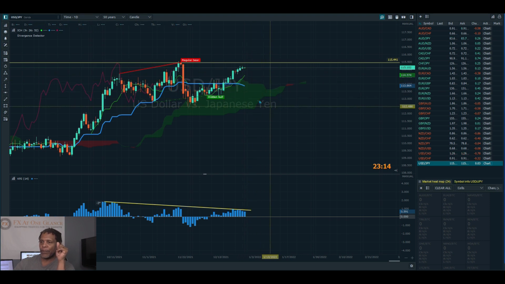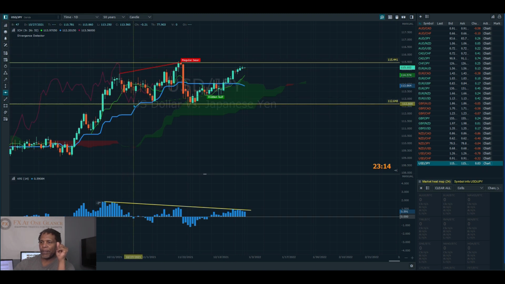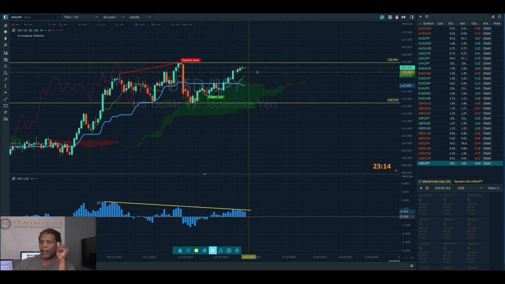All right. So therefore, we're probably going to get stuck in between a range maybe, which could be these levels here. If we can't get through this level at 115.441, we're going to be seeing the market range in here. And then Ichimoku will become flat. That's what I'm looking for.